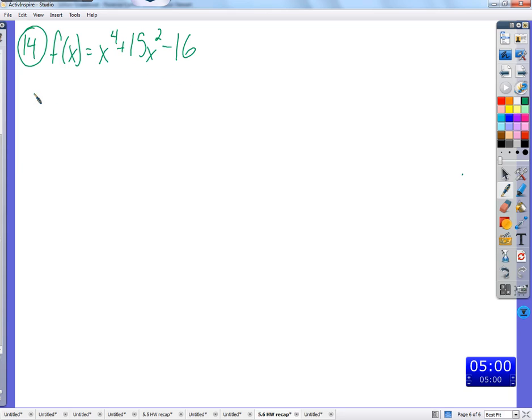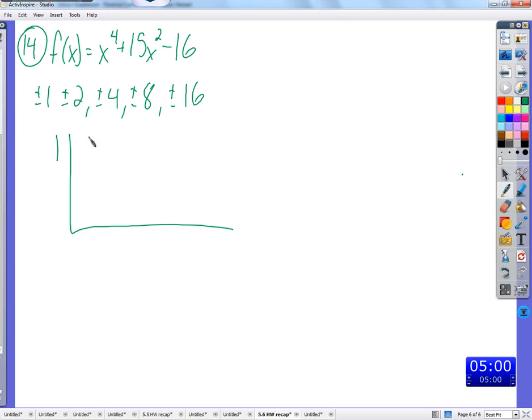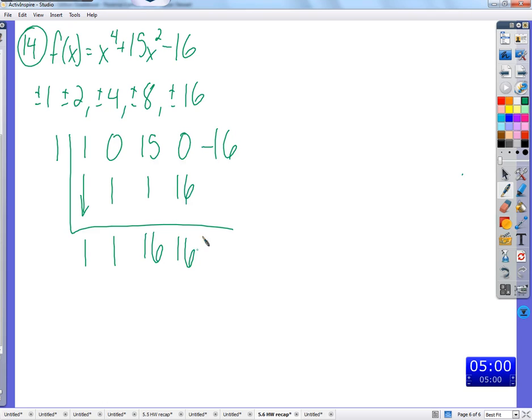So the first thing that we do is we list out what? Factors of the constant over the factors of the leading coefficient, which is 1. So we would just do the factors of the constant: 1, 2, 4, 8, and 16. Okay, we'll give this a try. 1 would be good. So we'll put a 1, a 0, a 16, another 0. Yeah, placeholders for 0x to the third and 0x. 1, 1 times 1 is 1, 1 times 1, 16, 16, 16, 0. Okay.